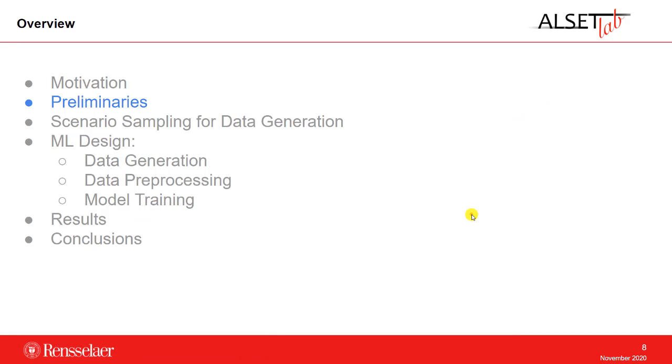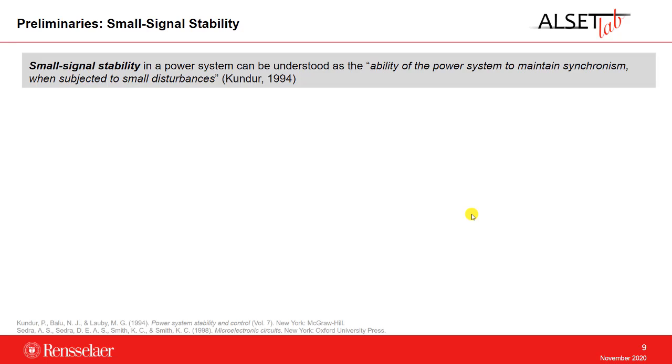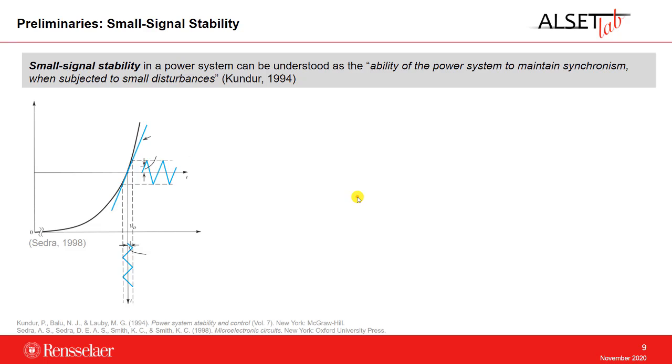So let's start with some preliminaries, and the first one is to do a small refresher of what small signal stability is. So perhaps the most famous textbook definition of small signal stability was given by Kundur as the ability of the power system to maintain synchronism when subjected to small disturbances. But the picture I have in my mind about it comes from a microelectronics circuit, where we have here the picture of a static nonlinear system, and we know that every system in real life is nonlinear.